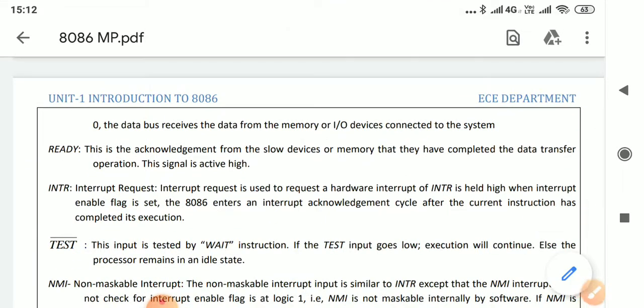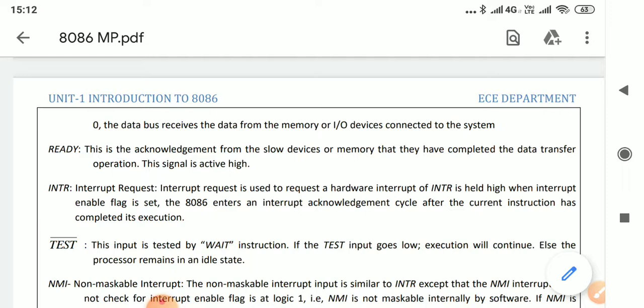Another, the ready pin, is used for synchronizing slow and fast peripherals. INTR is interrupt request, used to request a hardware interrupt. If it is high, the interrupt flag is set. If it is low, no interrupt is acknowledged.